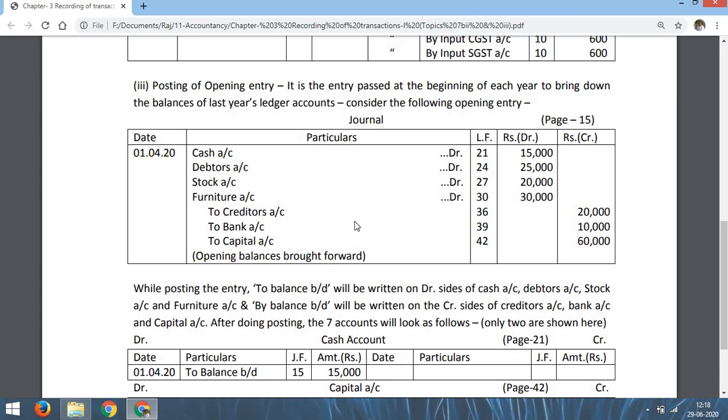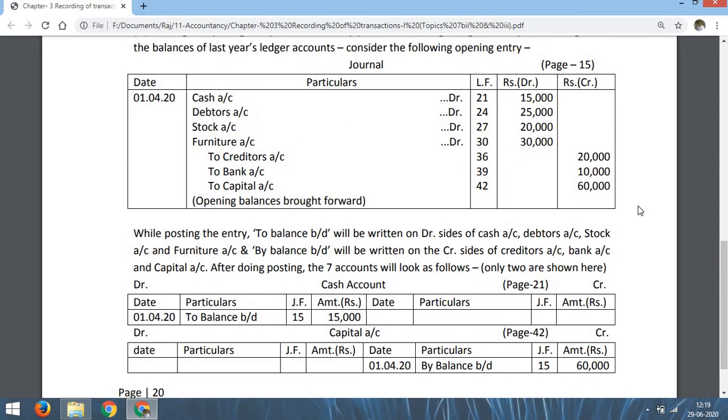Suppose this is the opening entry. That means we have 4 debit accounts and 3 credit accounts. Cash account debit rupees 15,000, debtors account debit rupees 25,000, stock account debit rupees 20,000, furniture account debit rupees 30,000, to creditors account rupees 20,000, to bank account rupees 10,000, to capital account rupees 60,000. So this is the opening entry.